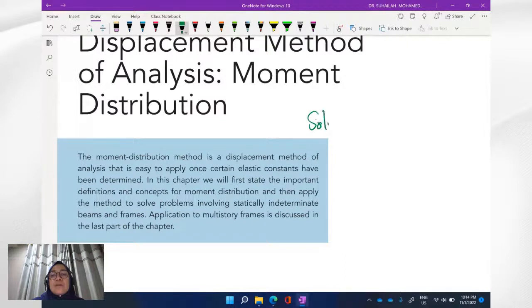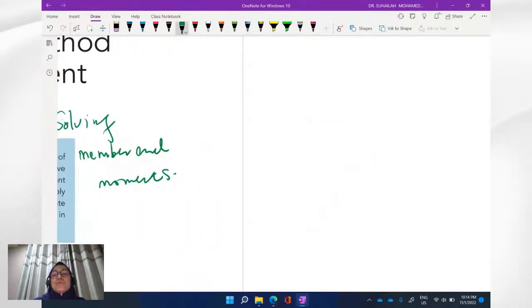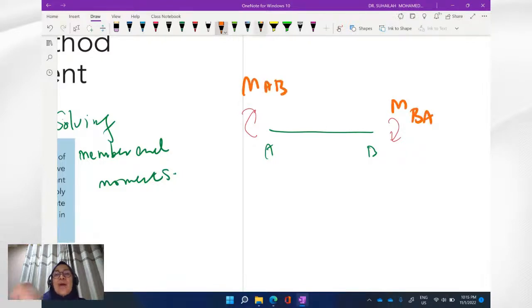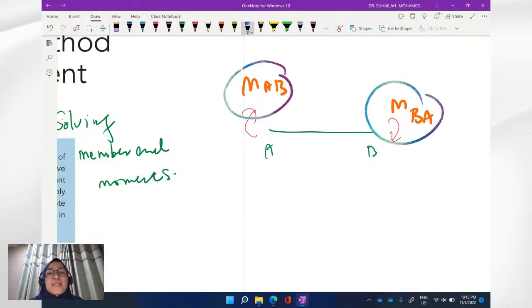Solving member end moment. So what is actually member end moment? So member A, member B. What is member end moment? This is MBA, this is MAB. So MAB and MBA are actually called member end moments.